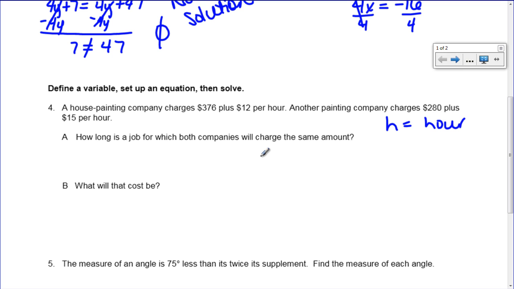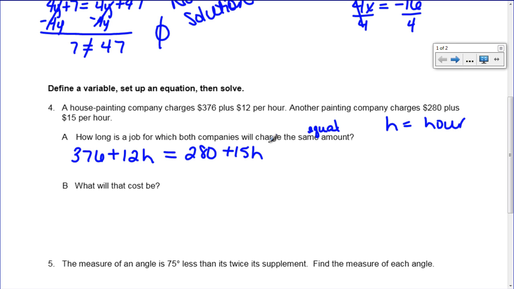I also know that I'm going to have a total cost too. We'll deal with that in a minute. But part A says, how long is a job for which both companies will charge the same amount? Well, if they charge the same amount, that means that they are equal. And so what I want is for the first company to equal the second company. Well, the first company is $376 plus $12 per hour. And I want that to equal the second company, which is $280 plus $15 per hour.